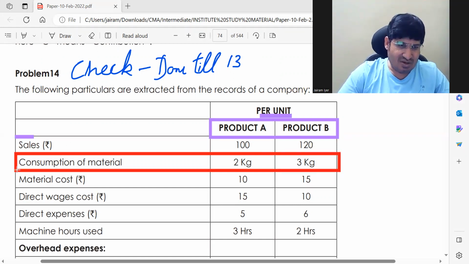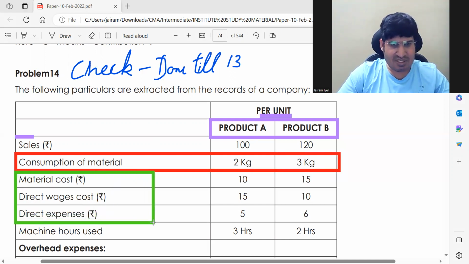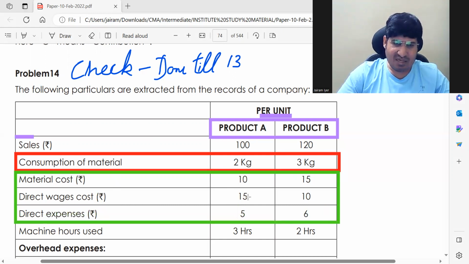Right. So the next is our variable cost total: material, wages, direct expenses. These all are our V. So add this: 10 plus 15, 25 plus 5, 30. We get what? V.